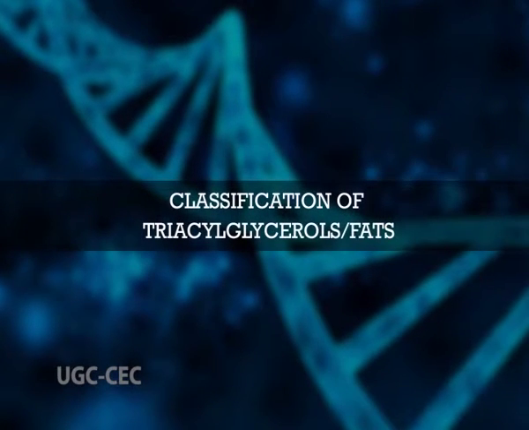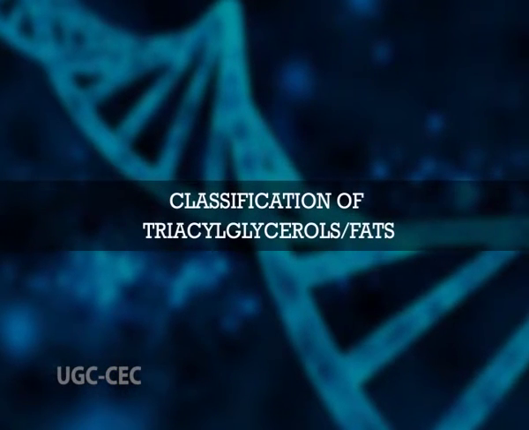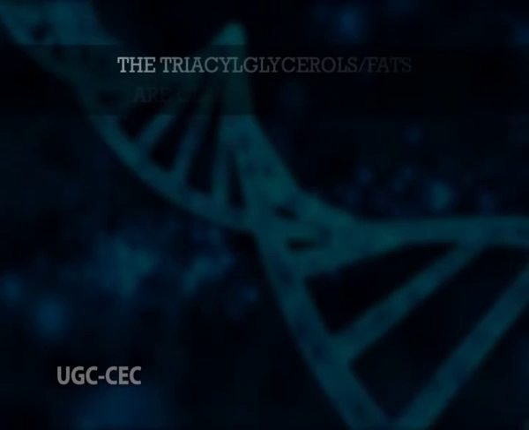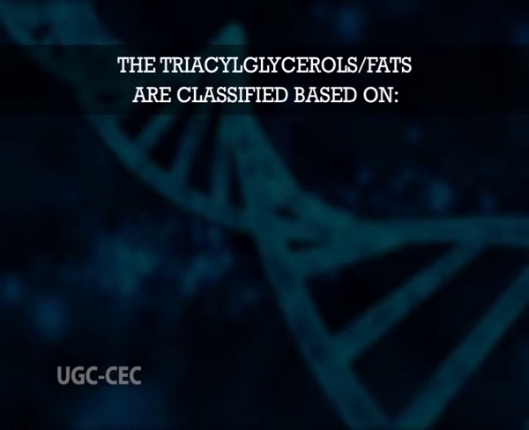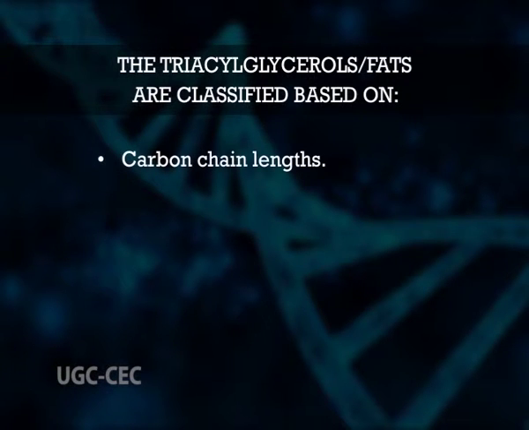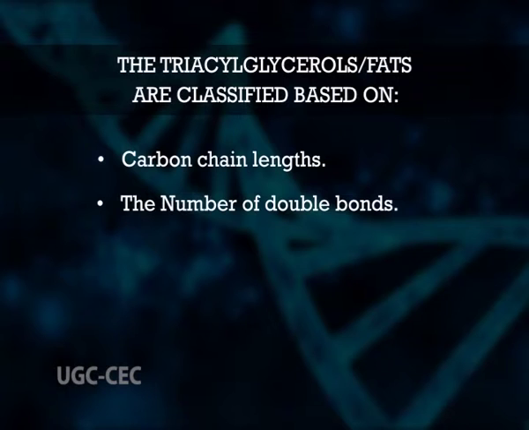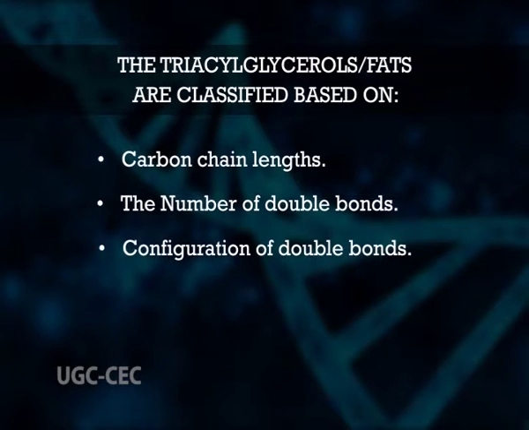First, classification of the triacylglycerols or the fats. The triacylglycerols or the fats are classified based on the carbon chain length, the number of double bonds, and finally the configuration of the double bonds. Chemically, triacylglycerols are esters derived from glycerol and 3 fatty acids. Glycerol is an alcoholic group with 3 hydroxyl groups, while the fatty acids have a carboxyl, that is COOH, group. The 3 fatty acids involved in triglycerols may be the same or may be different.